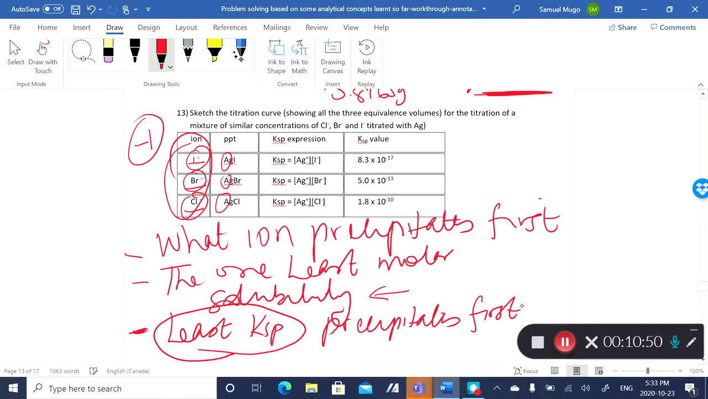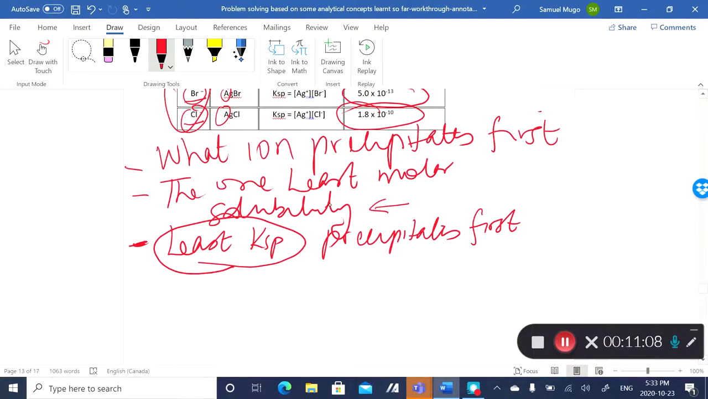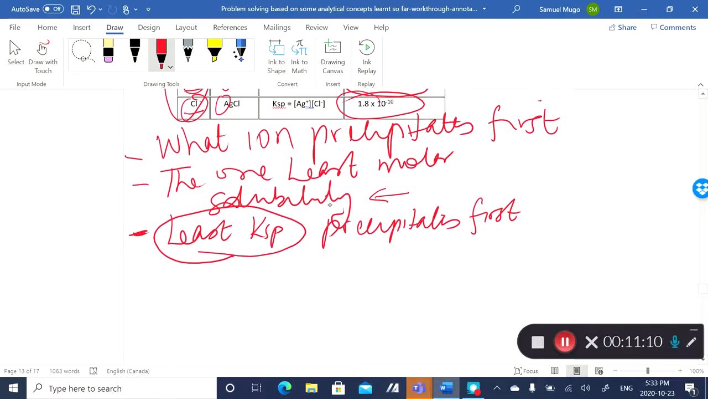And of course, you can see the one that precipitates first is the iodide, because it's got the least KSP. The next one is the bromide. It's got the second least KSP. And lastly, you've got the chloride, which has got the largest KSP.